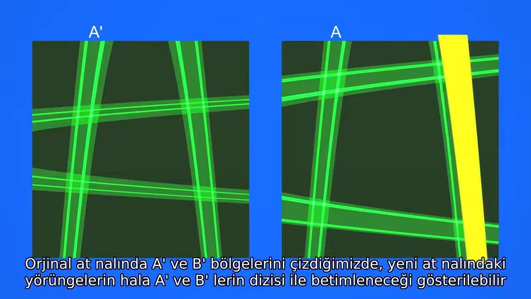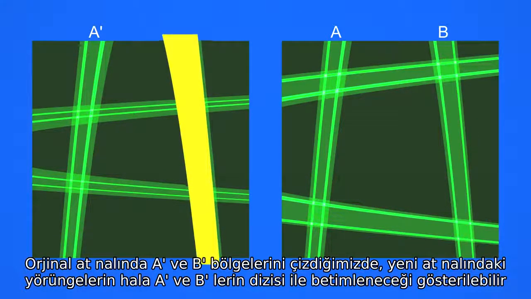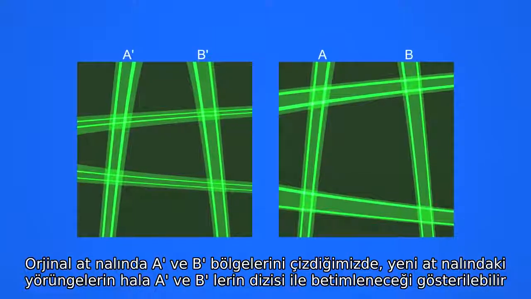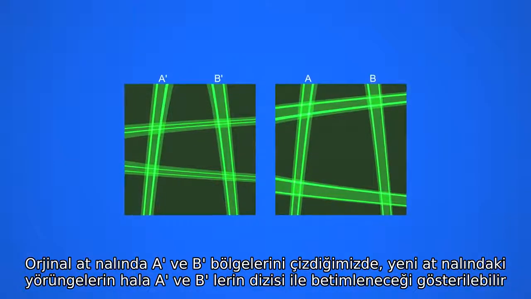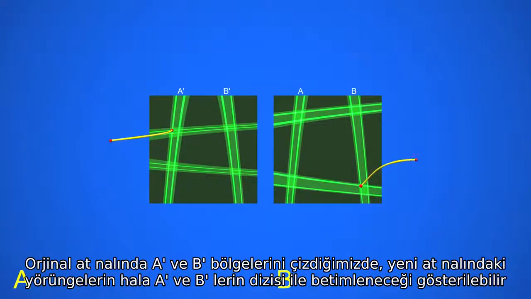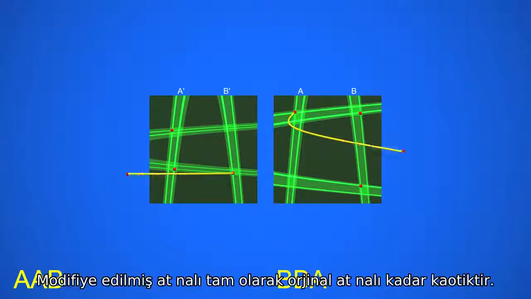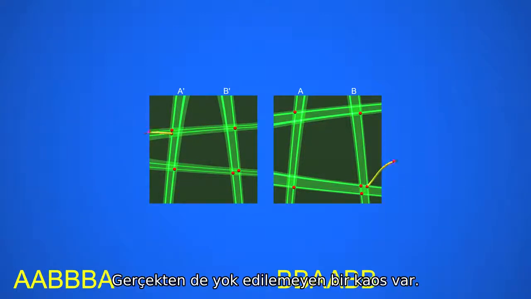We can do exactly the same as we did with the original horseshoe and draw strips, A' and B'. And it can be shown in the same way that the trajectories on this new horseshoe are still described by sequences of A' and B'. The modified horseshoe is just as chaotic as the original one. Chaos is really there, indestructible.